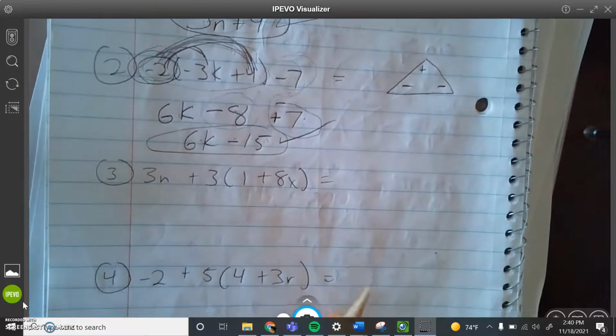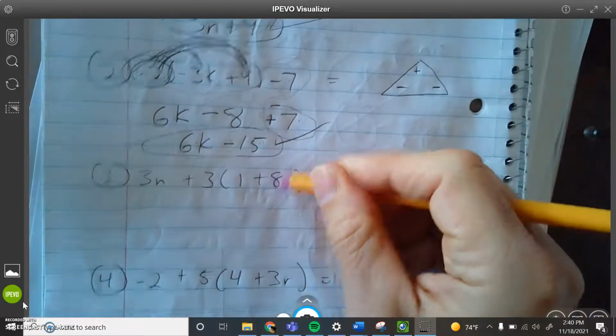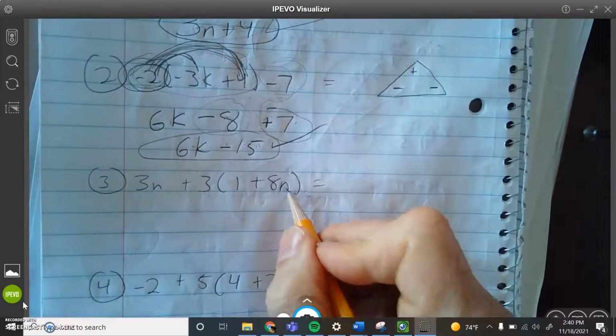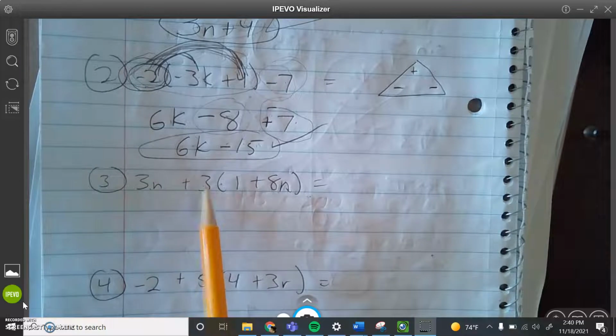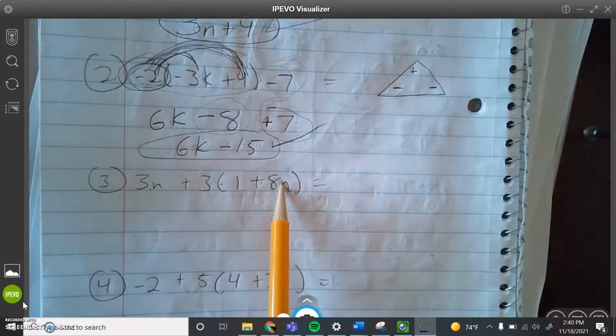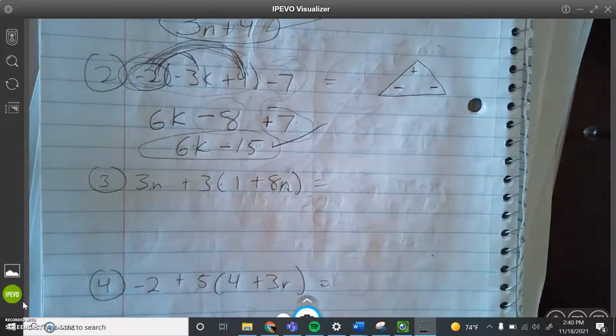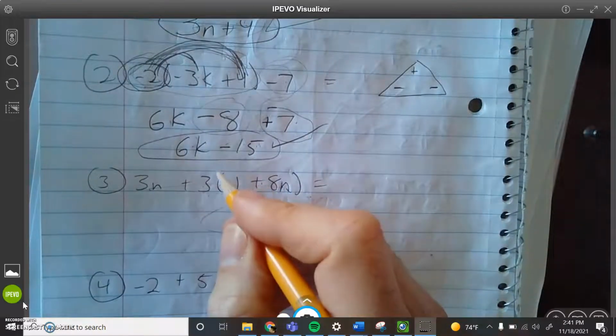Ooh, this one. Oh, sorry, this should be n right here. Keep the variables the same. 3n plus 3 times the quantity, 1 plus 8n. Give this one a shot on your own. See if you can do number 3. Ready, set, in your notes, copy it down, knock it out, do all the steps, go. All right, let's see if we got it.